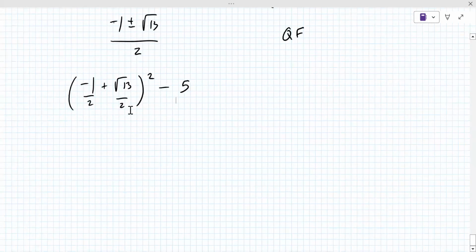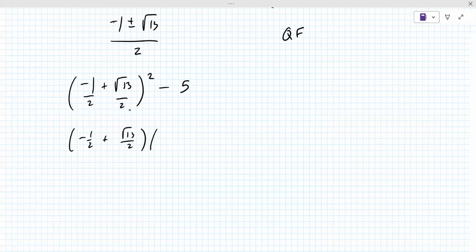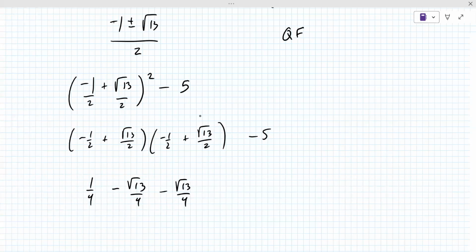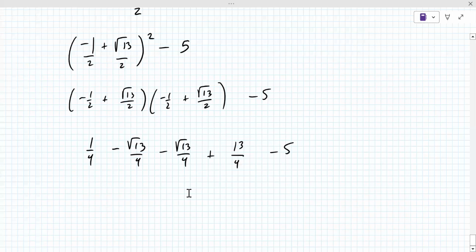1/4. You have to FOIL this. You cannot just square them. That will leave out terms. So -1/2 times -1/2 is 1/4. The outer is minus square root of 13 over 4. Yep, the inner is minus square root of 13 over 4. The last one is 13 over 4 minus 5.